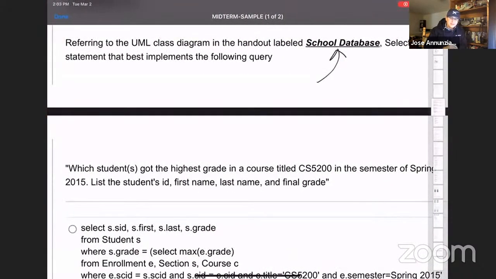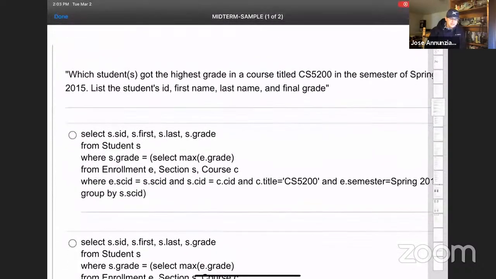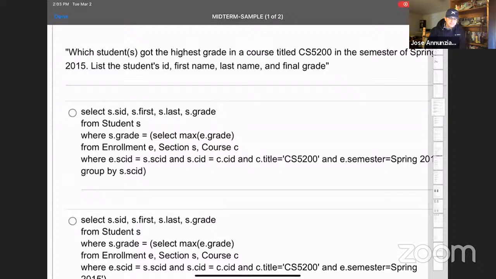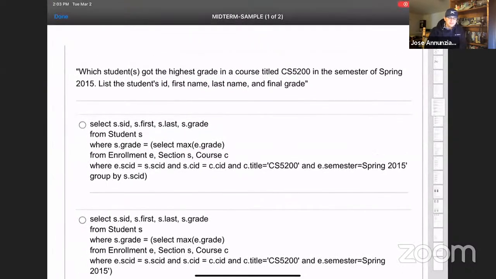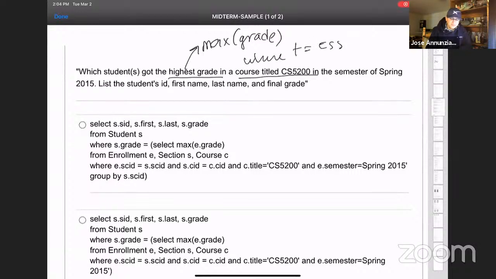So the question is, select the statement that best implements the following query. Which students got the highest grade in a course titled CS5200 in the semester of spring 2015? List the student's ID, first name, last name, and final grade. We need to identify a couple of things. We need to identify the highest grade, so somewhere we need to look for something like a max grade. And we need to filter and make sure that the title is CS5200, so there must be some kind of where clause where the title is equal to CS5200.